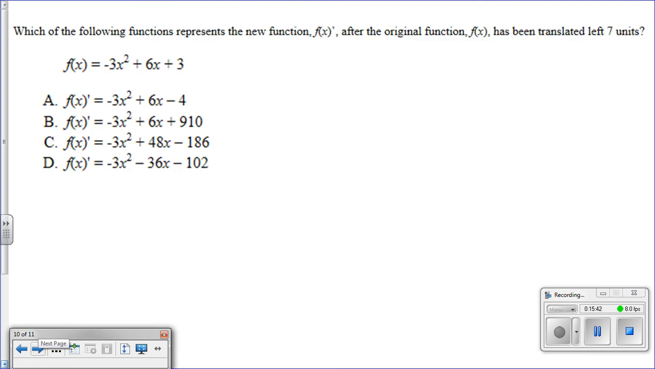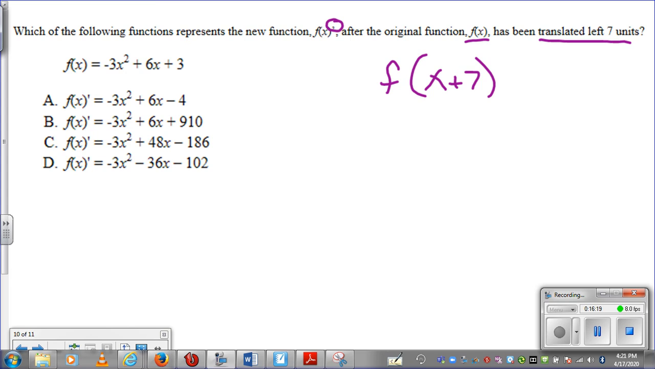You have a few of these on your practice. So which of the following represents the new function? And this symbol right here is actually called a prime symbol. And that means that's your new function after the original function has been translated left 7. Okay, so left 7. So if I want to go left 7, would this be x plus 7 or would this be x minus 7? I want to go left 7. So you are going to say hopefully, plus 7?